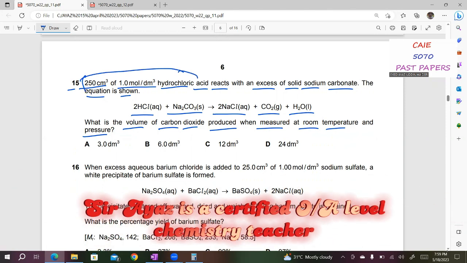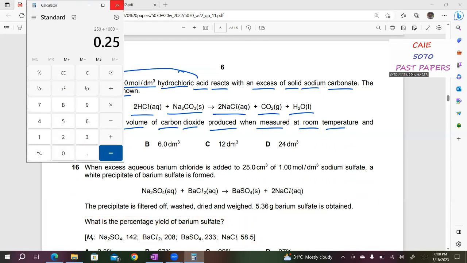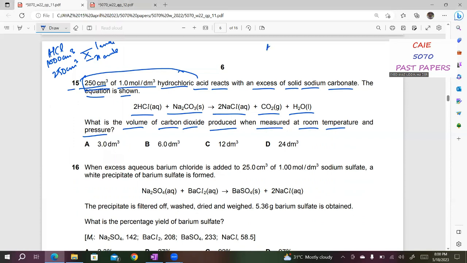For HCl, the information is provided. So 1 mol/dm³ means 1000 cm³ contains 1 mole. Therefore, 250 cm³ contains X moles. So 250 divided by 1000, 0.25 moles of HCl.